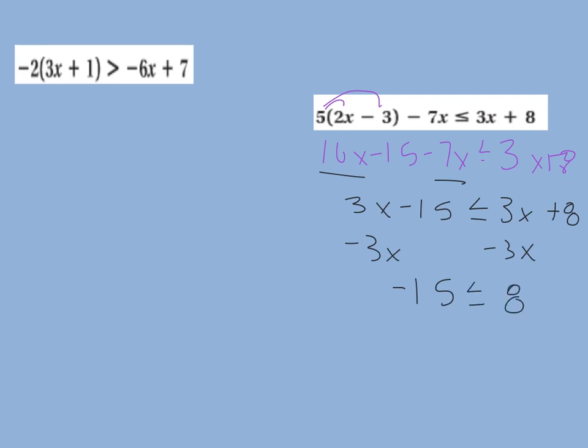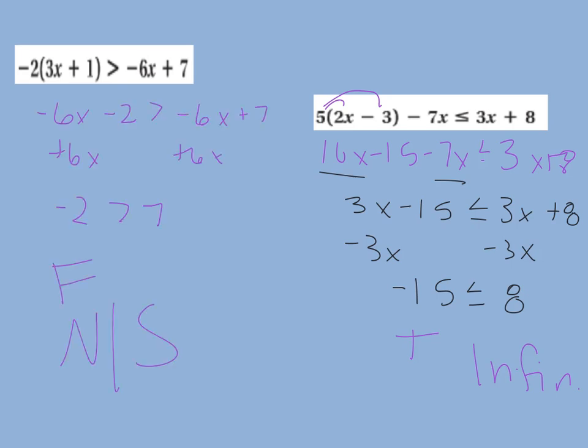Since my variables are all gone, I want to see, does this make sense? Is negative 15 less than or equal to 8? Why, by golly, it's true. So that's going to be infinite solutions. Right now, I want you to pause the video and attempt the next problem by yourself. You should have gotten that this was a no solution, because you would end up with negative 2 is greater than 7, and negative 2 is not greater than 7.